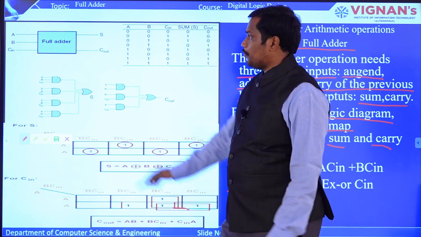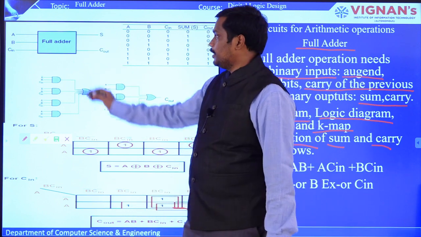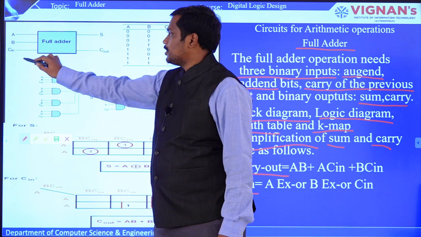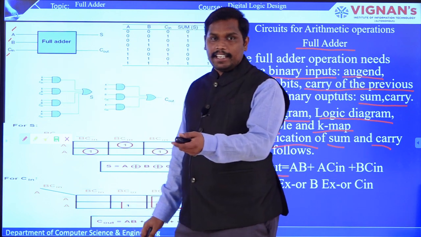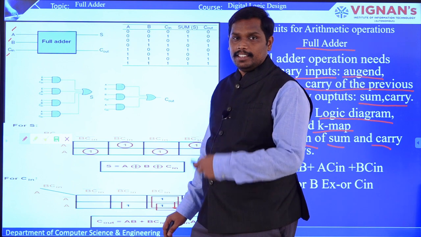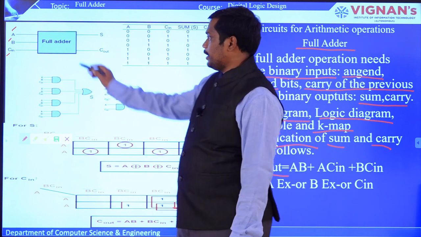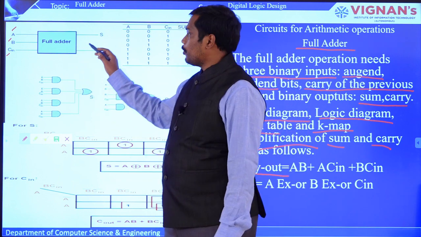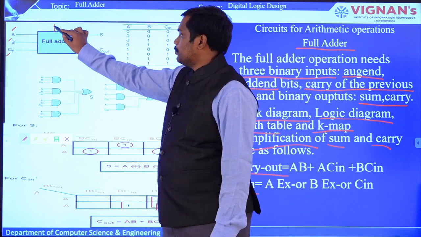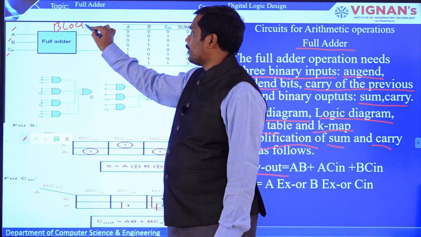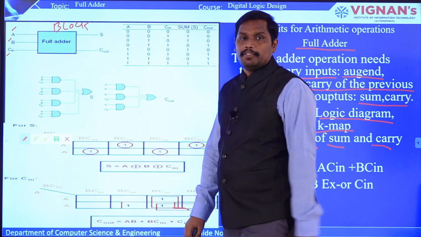Now you see this is a full adder. The full adder has 3 inputs, right? This is the block diagram, where you have A, B and C in. C in is the previous carry that you are going to add to the existing system. This is also a combinational circuit, and you are going to have 2 outputs, that is sum and output carry. So this is the block diagram of the full adder.